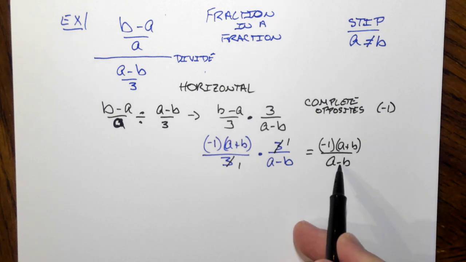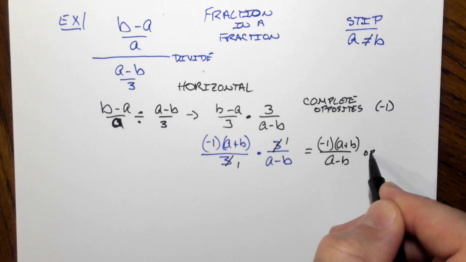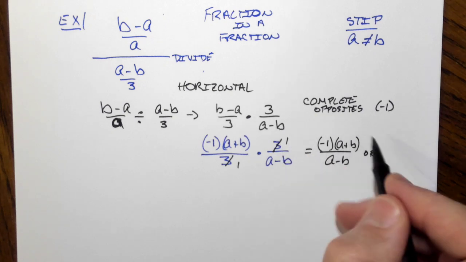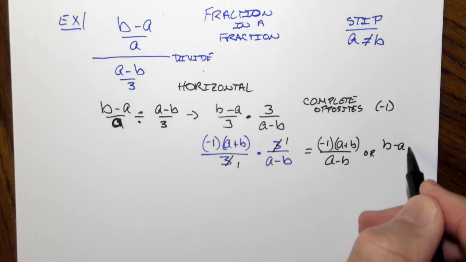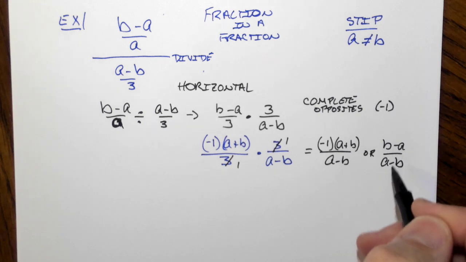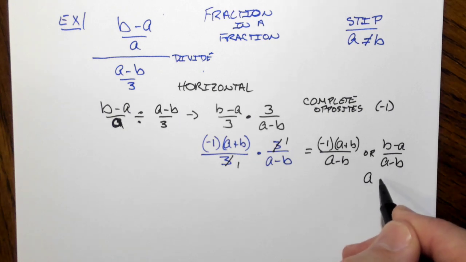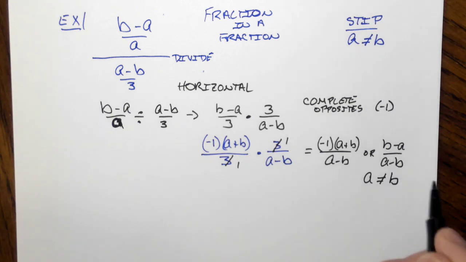Somebody's going to say, well, if I factor a negative out of here, then it gives you a negative A. Or we can write what we had. B minus A minus B. We tried. We almost had it, but not quite. And again, what's our stipulation? A cannot equal B.